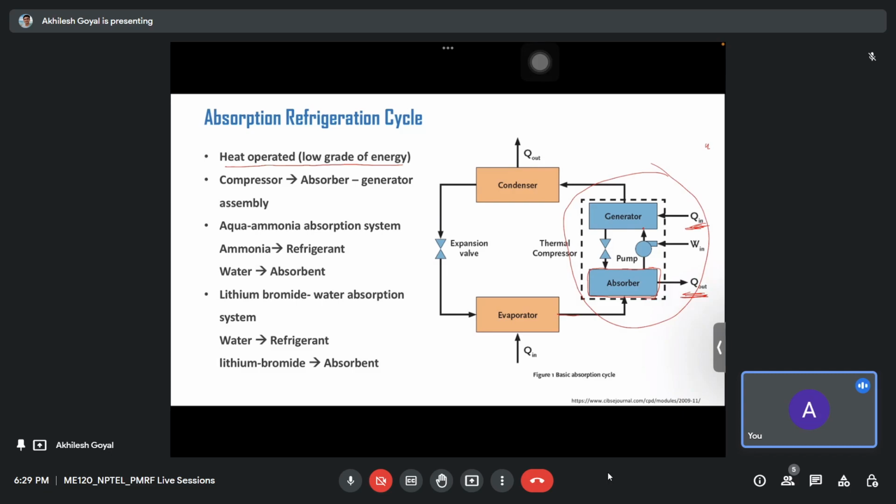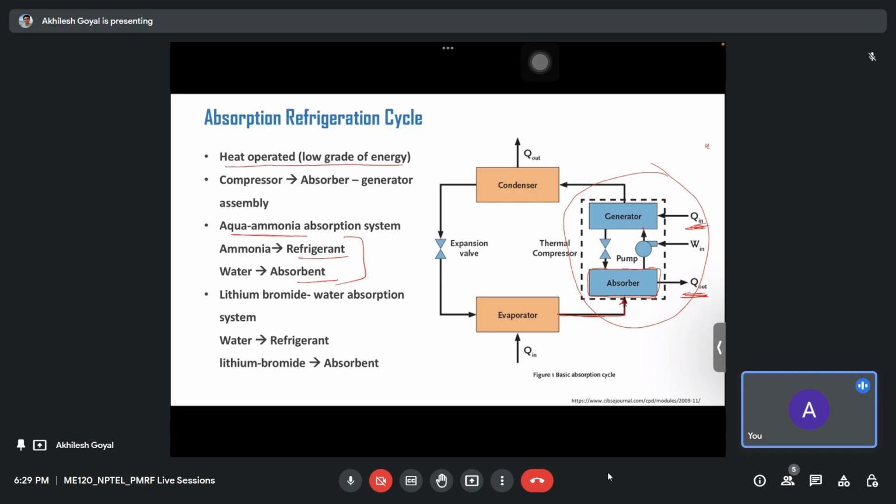Now we have two types of absorption cycles. The first one is the aqua ammonia absorption system, where ammonia is the refrigerant and water is the absorbent. So in the aqua ammonia absorption system, the ammonia works as refrigerant. The low pressure ammonia goes to the absorber. It gets absorbed into the water, because in the absorber there is a weak ammonia water solution. So this low pressure ammonia gets absorbed in the absorber.